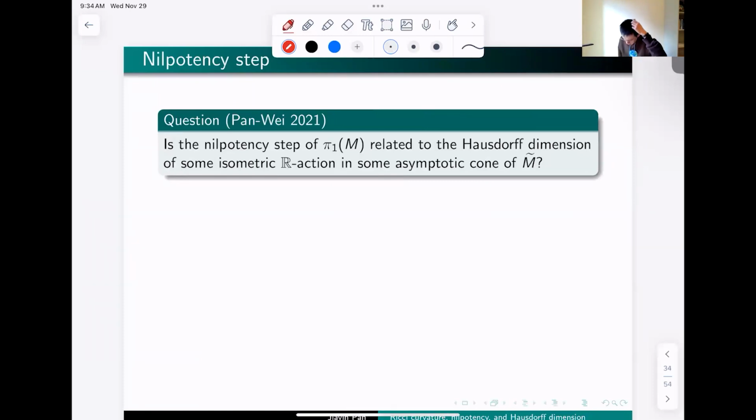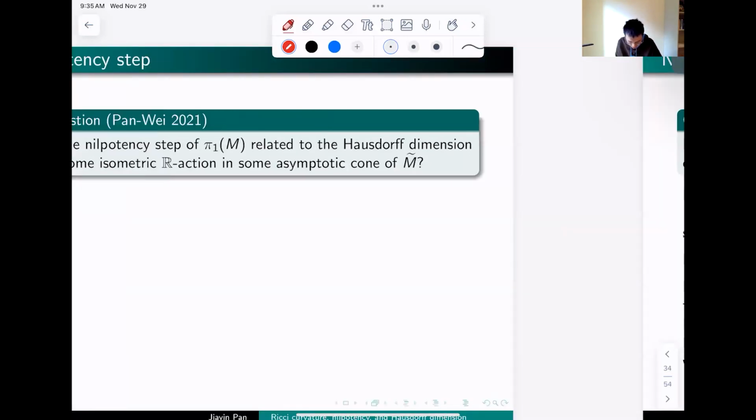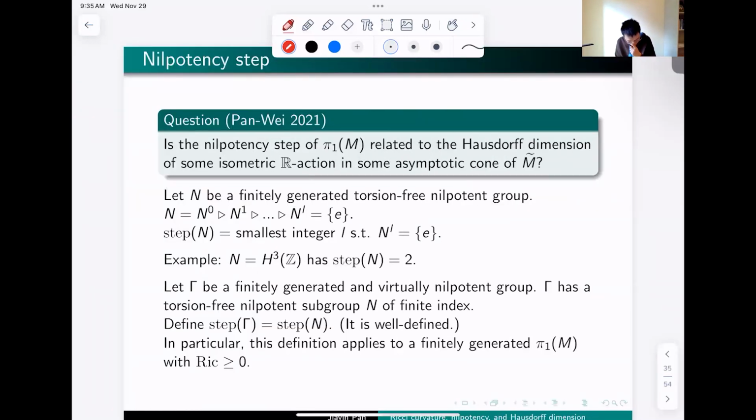So in the paper, in the joint work with Guofang, where we constructed these examples with large Hausdorff dimension, we raised this question: is the nilpotency step of the fundamental group somehow related to the Hausdorff dimension of some isometric R orbits in the asymptotic form of the universal covering? Now, let me give more context here, and this is also actually related to the so-called Carnot group.